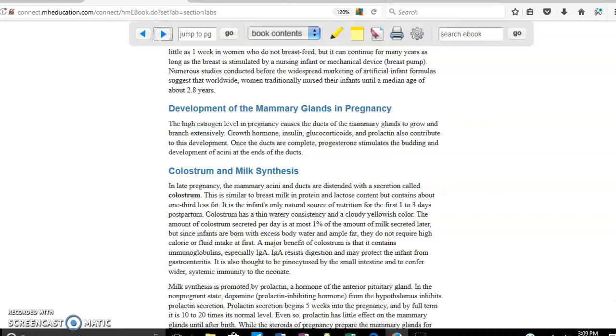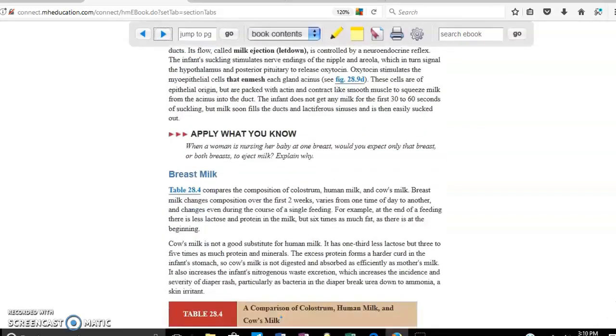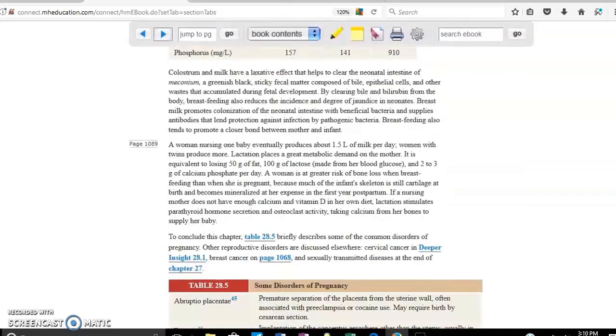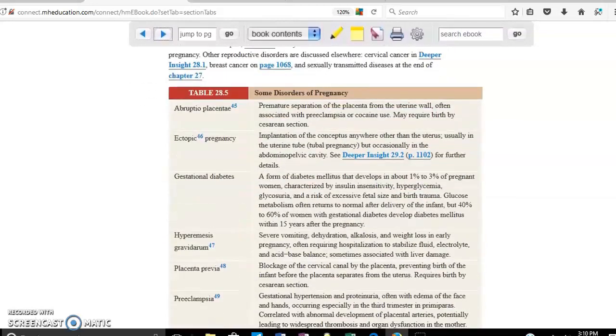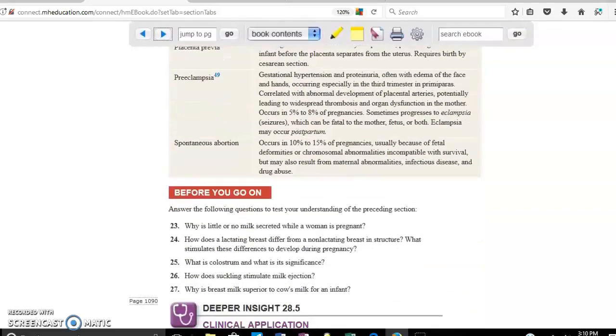Let's scroll down. Milk ejection and breast milk, those are controlled by hormones. Production of milk is controlled by prolactin, and milk ejection is controlled by oxytocin.